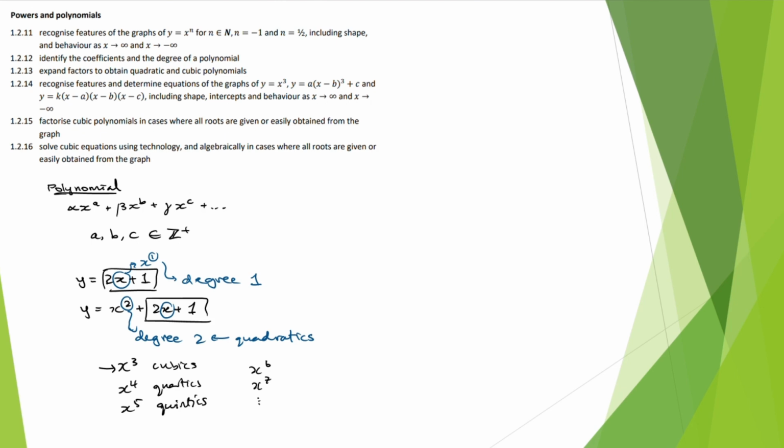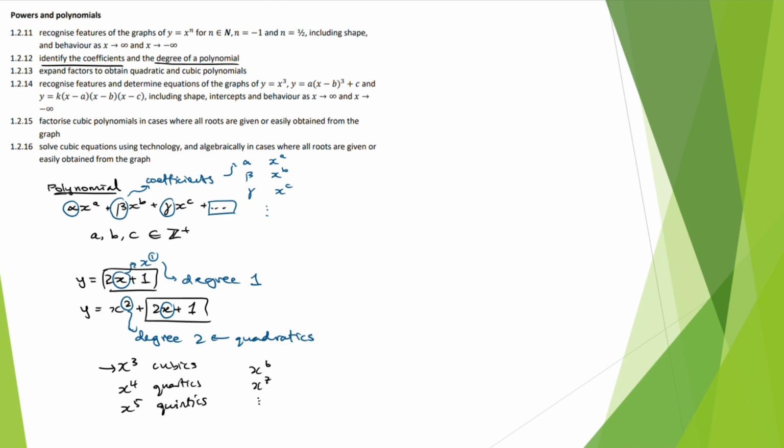Just in terms of identifying coefficients and degrees of polynomials, in this case here, this alpha, this beta, and this gamma are all coefficients. And more specifically, alpha is the coefficient of the x to the a. Beta is said to be the coefficient of x to the b. Gamma is said to be the coefficient of x to the c, and then so on and so forth for the rest of the terms that are contained within these ellipses.